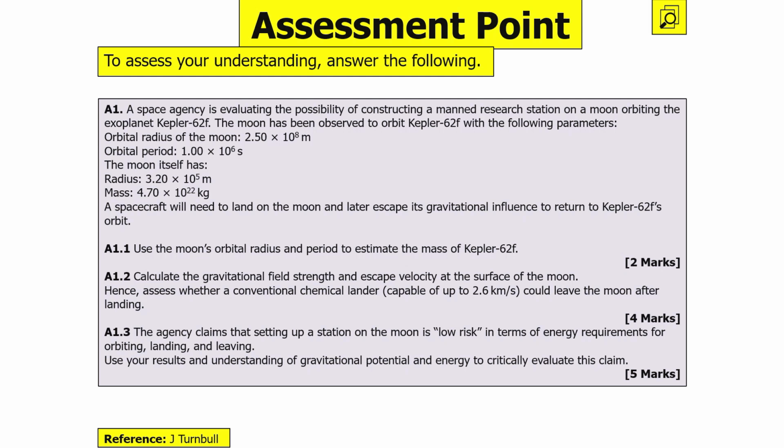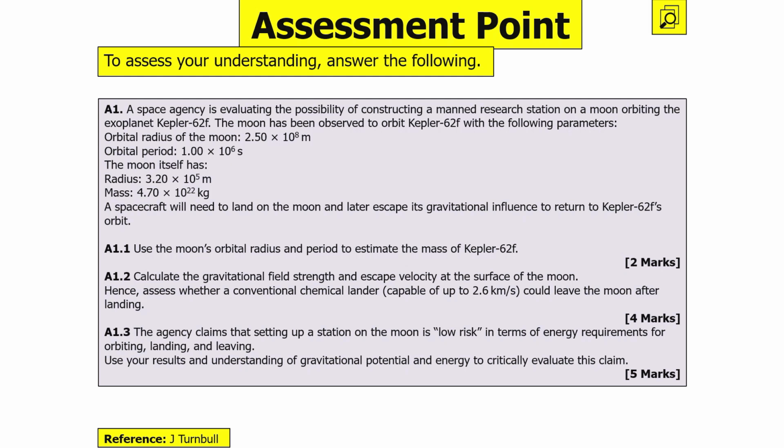A spacecraft will need to land on the moon and later escape its gravitational influence to return to Kepler-62f's orbit. Use the moon's orbital radius and period to estimate the mass of Kepler-62f. Calculate the gravitational field strength and the escape velocity at the surface of the moon. Then hence assess whether a conventional chemical lander, capable of up to 2.6 kilometers per second, could leave the moon after landing.